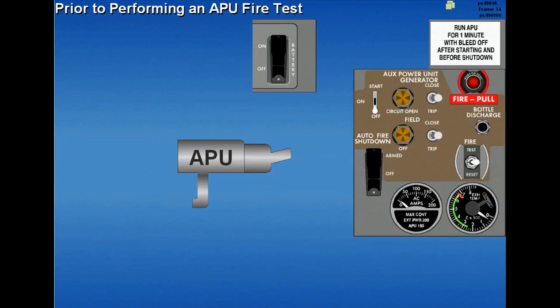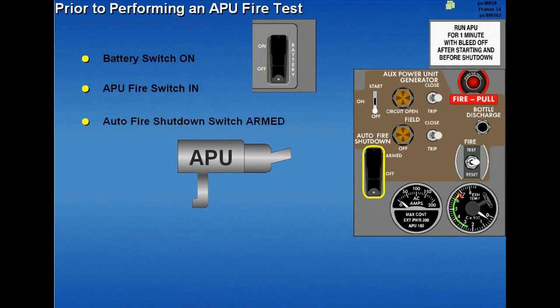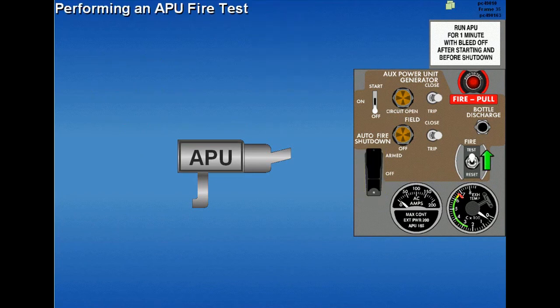To perform an APU fire test, ensure that the battery switch is on, the APU fire switch is in, and the auto fire shutdown switch is armed if the APU is not operating. Holding the fire warning test reset switch to the test position heats the detector element to simulate an APU fire. Test time is limited to 60 seconds.